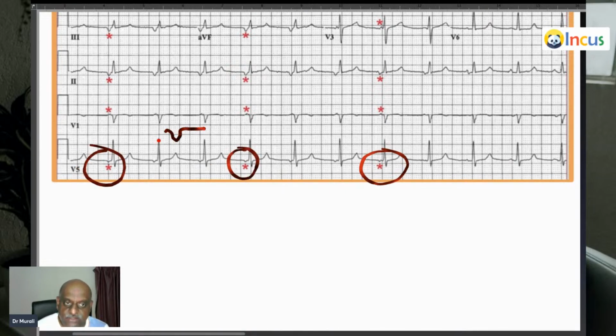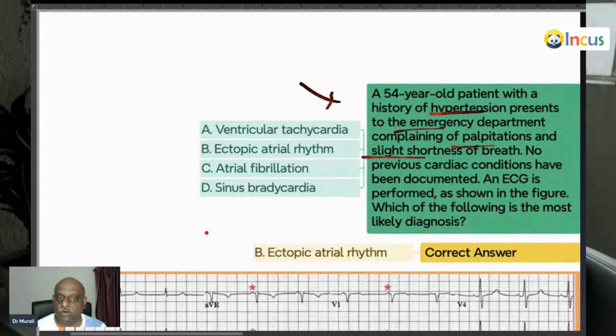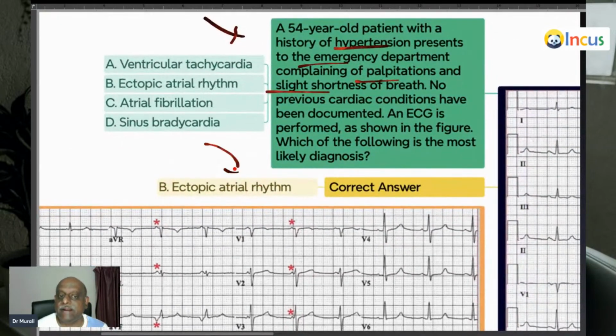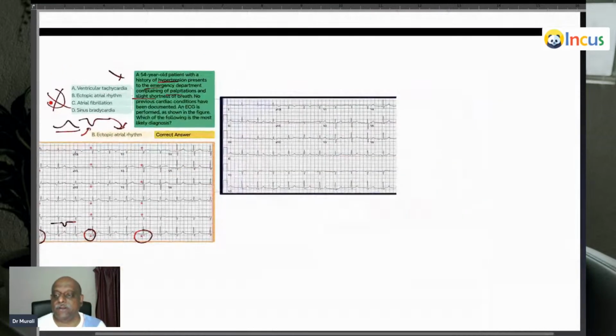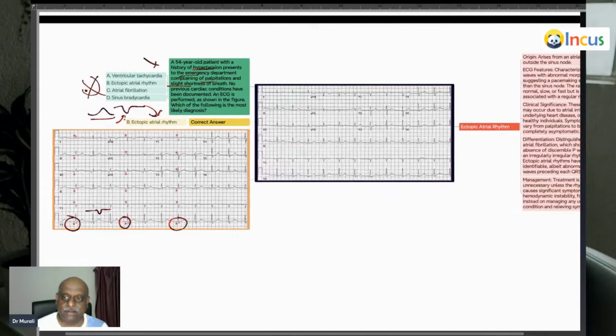Whenever the P wave is not upright but inverted, then you basically call it as ectopic atrial rhythm. Normal P wave should be upright, but the moment P wave is inverted, that means somewhere in the atria, ectopically it is being produced is what you need to remember.